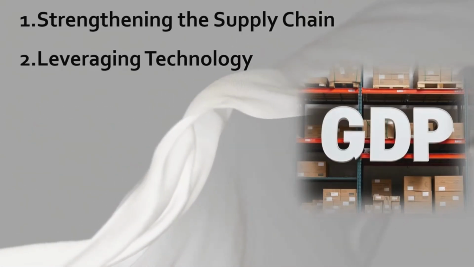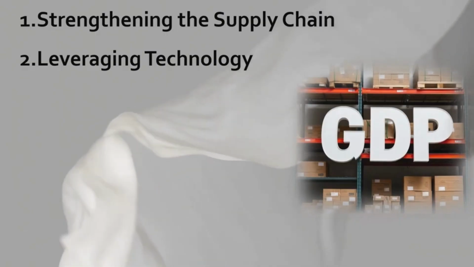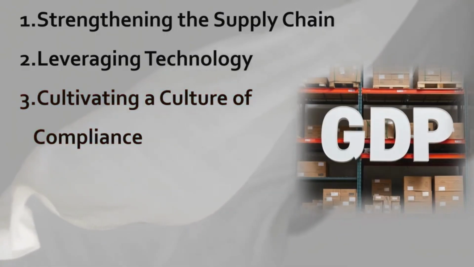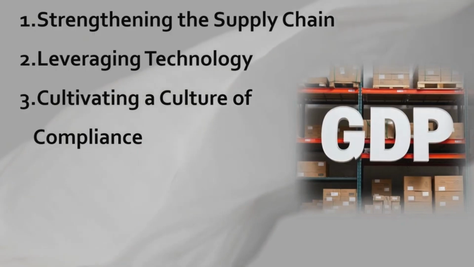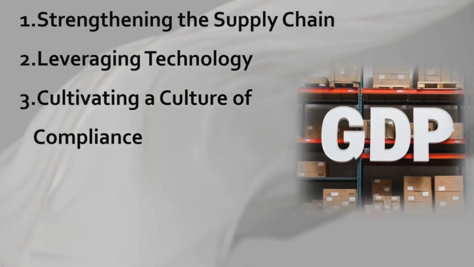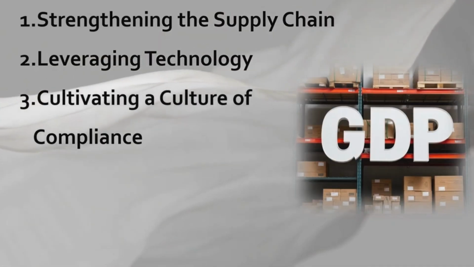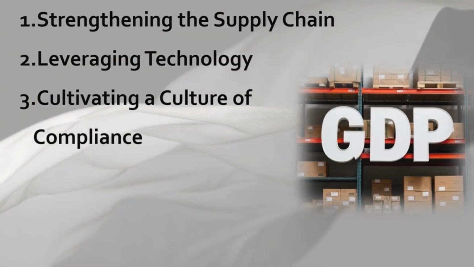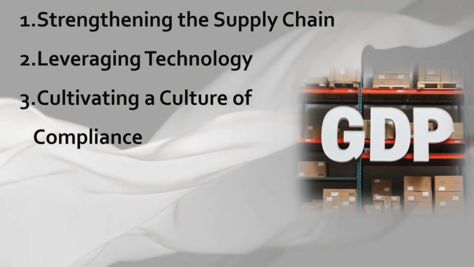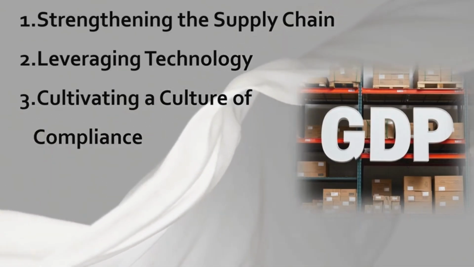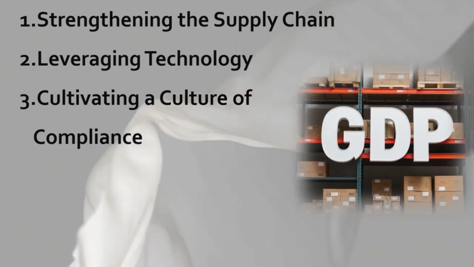Achieving GDP compliance requires a culture of compliance that permeates all levels of an organization. Leadership must demonstrate a visible and unwavering commitment to GDP. This commitment should be reflected in actions, such as allocating resources and recognizing exemplary compliance behaviors. Open communication is paramount in a culture of compliance. Regular training programs play a crucial role in embedding GDP principles.